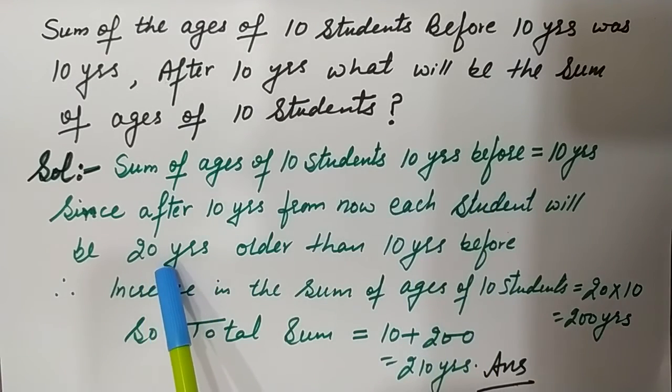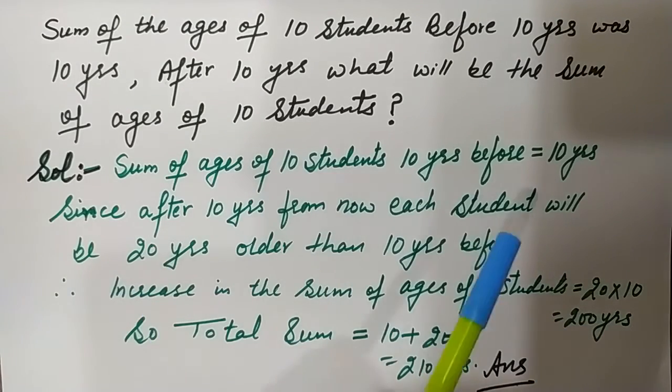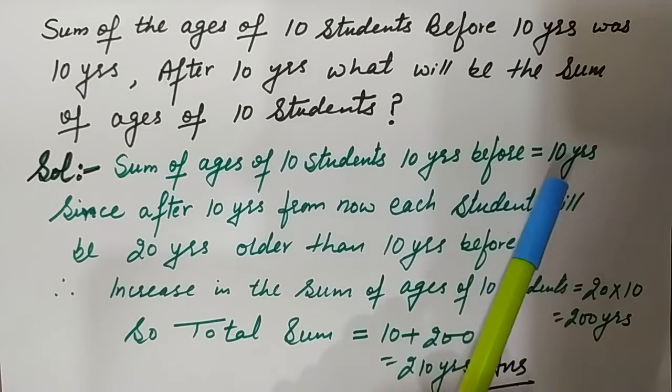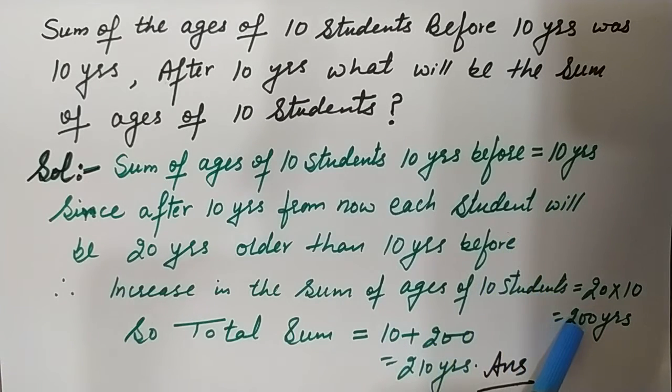So there are 10 students, so their age increment will be 10 into 20, that is 200, right? So their ages will be increased by 200. So earlier the sum was 10 years, now the sum has increased by 200 years. So the total sum now is 10 plus 200, that is 210 years. So this will be the solution of this question.